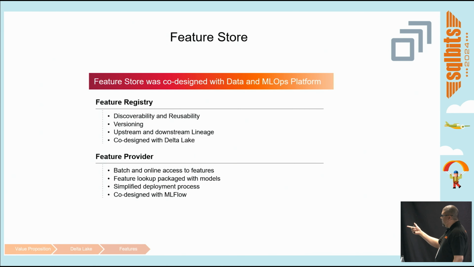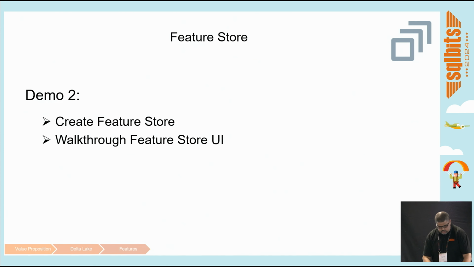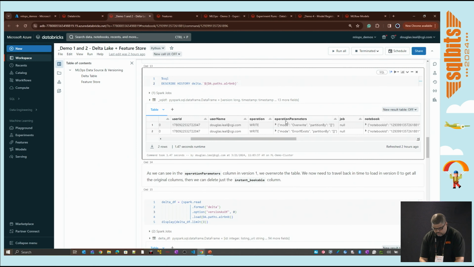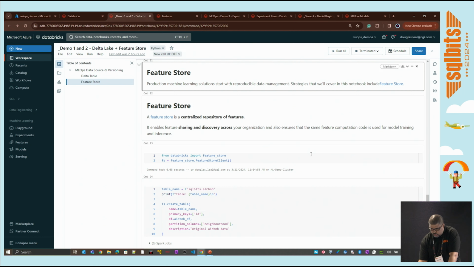The feature registry is based on Delta Lake, so it also keeps the history of all the features. And then we have the feature provider, which is based on MLflow. So let's take a look here in the UI. How does that look and what problems does that solve for us?